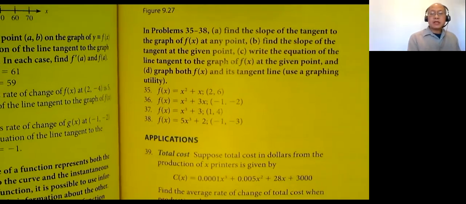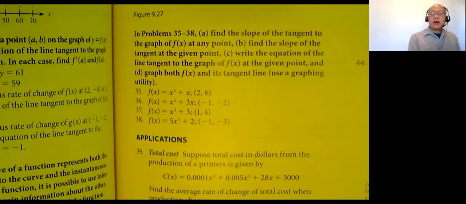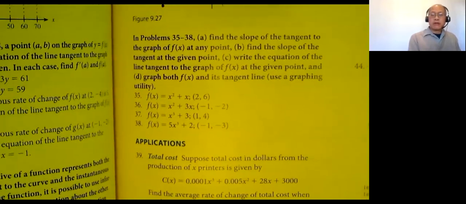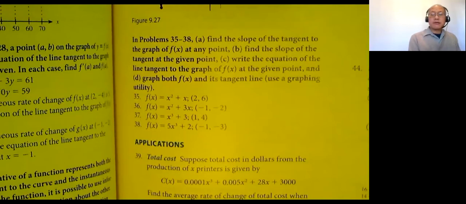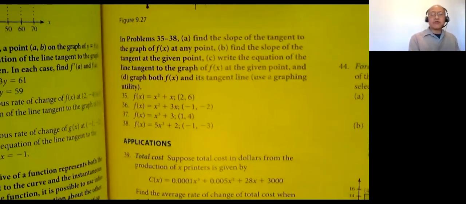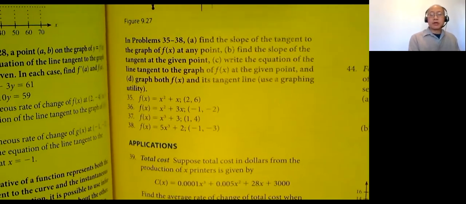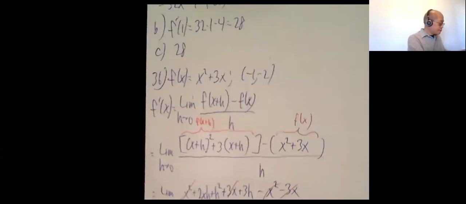F of x equals x squared plus 3x at -1, -2. A, find the slope of the tangent to the graph, derivative. B, find the slope of the tangent at a given point, derivative. C, write the equation of the tangent line to the graph. Okay, that's different. And I mentioned skip any D's for 35 to 38. Okay.